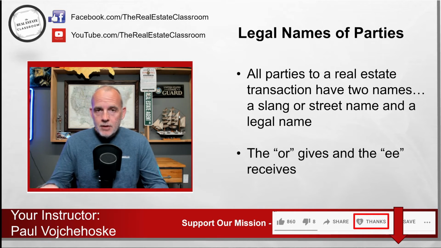We have to know both of them, because what you're going to find on the real estate exam is a lot of times the testing services will use both, sometimes within the same question. So you might have a question that uses the term landlord, but then a potential answer uses the term lessor. So you have to be able to identify the street name with that party's legal name. And that's what we're going to discuss here.